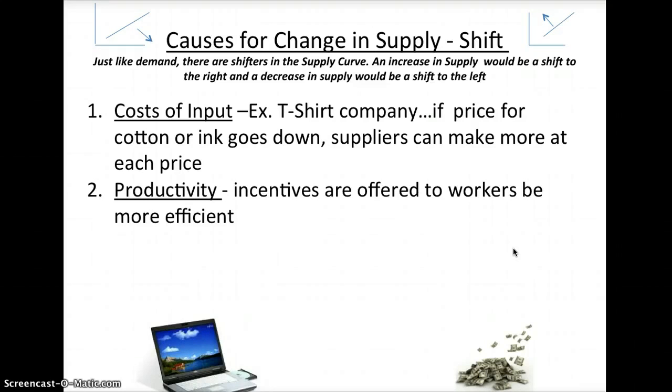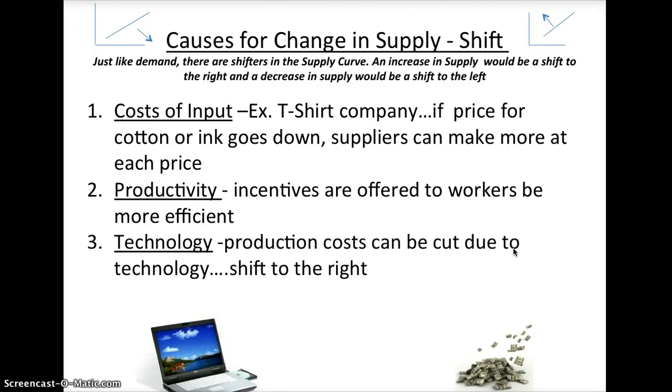Okay, number two, productivity, meaning if you have a more efficient workforce, then you're going to be able to get more product out there. Supply curve shifts. Technology, meaning if you have new technological advances in manufacturing, then the production cost is going to be lower. So then you're going to see an increase in supply.